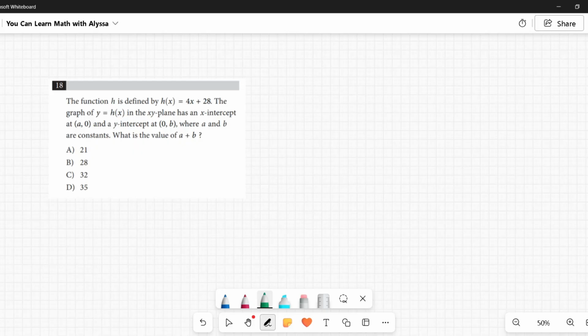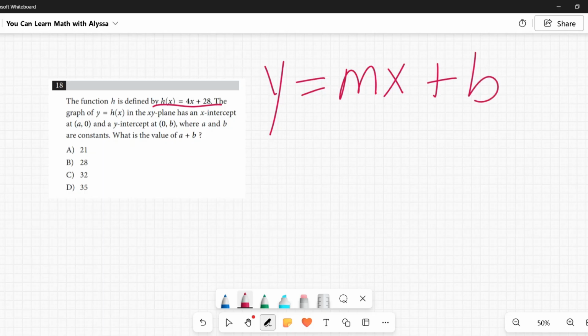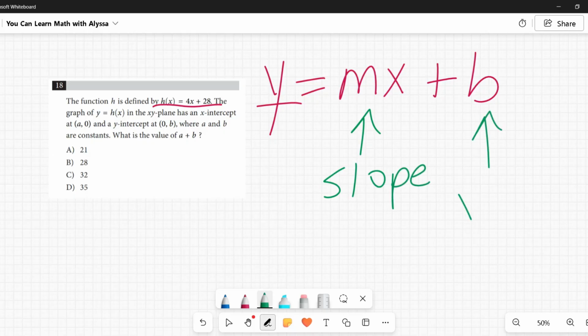All right, so 4x plus 28, that's a line. It's in our format, y equals mx plus b. Yes, I'm using y instead of f of x or h of x in this case. Same difference when it comes to graphing. m is our slope, and b is my y-intercept.